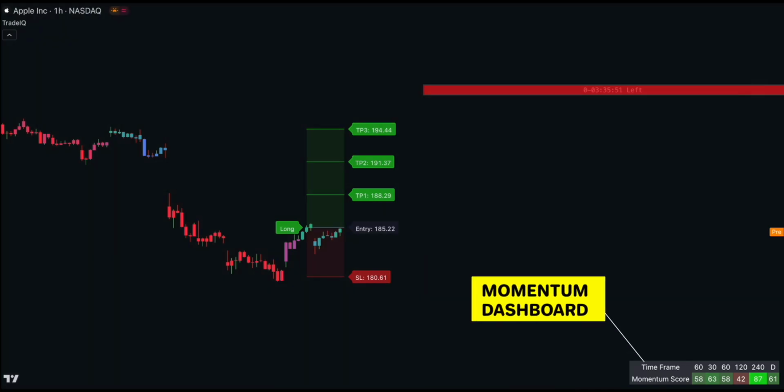Last but not least feature of the TradIQ toolkit is a multi-timeframe market bias dashboard. The market bias dashboard provides an overview of market momentum across various timeframes. This broader view helps you align your trades with the overall market trend, increasing the likelihood of successful trades.